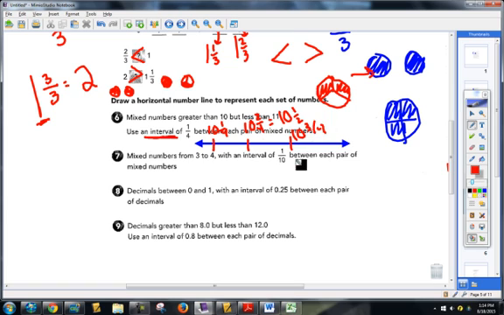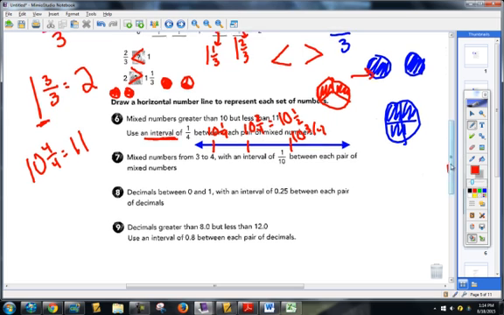And then obviously, like I said up above, if I had 10 and 4/4, that's equal to 11. And we only wanted our number line to represent numbers less than 11. Okay, so we wouldn't go all the way there. So you'd only have those three numbers on there. Okay.